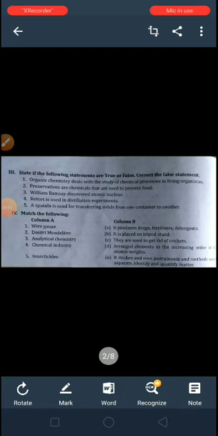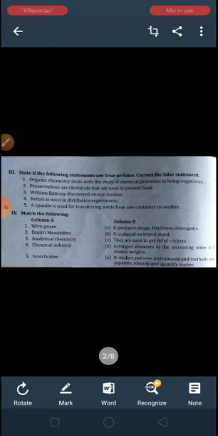Then part 3. State if the following statements are true or false. Correct the false statement. Here are some statements. If the statement is true, you write T. If the statement is false, you write F. If the statement is false, we will correct it.